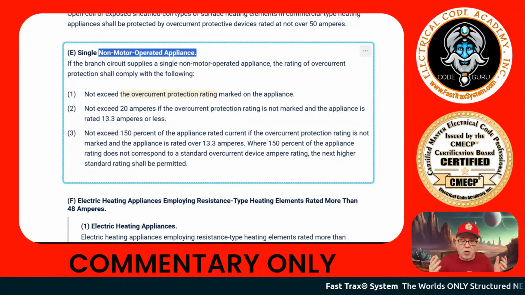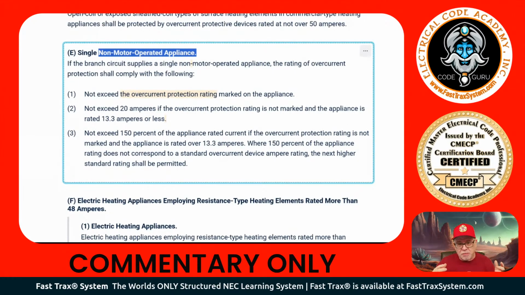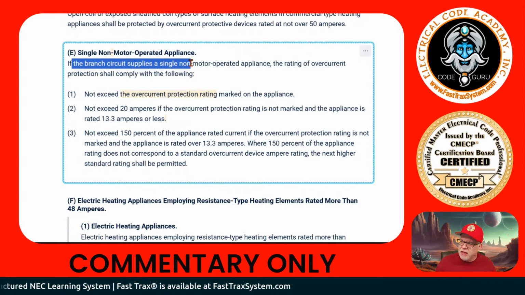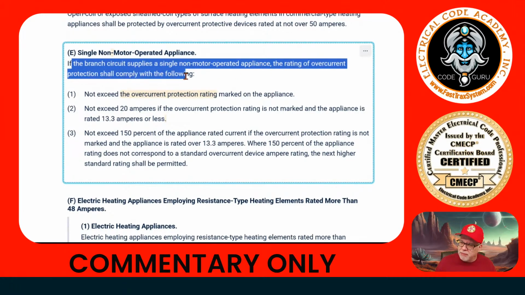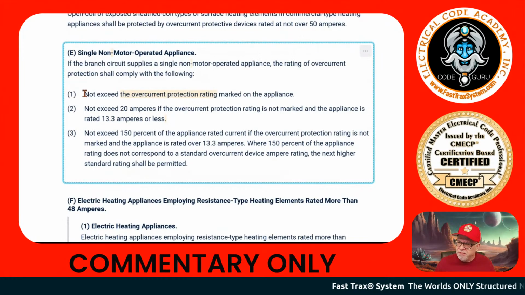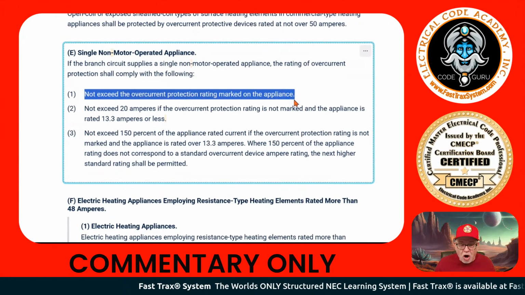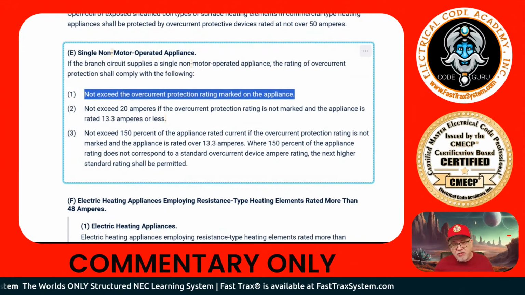Plus, we have nothing in the question about 120 gallons. So again, all these things try to lead you away from what the answer should be. All right, so first thing is, it says if the branch circuit supplies a single non-motor operated appliance, it does, the rating of the overcurrent protection shall comply with the following. So the question was about overcurrent protection. Okay, it says number one, not exceed the overcurrent protection rating marked on the appliance. Ours was not marked.